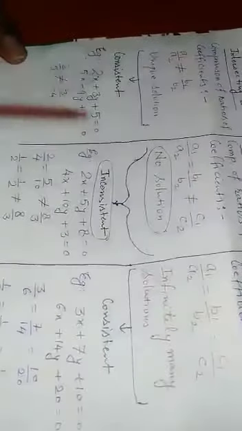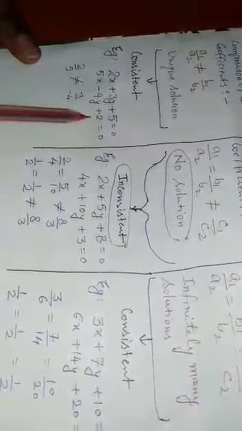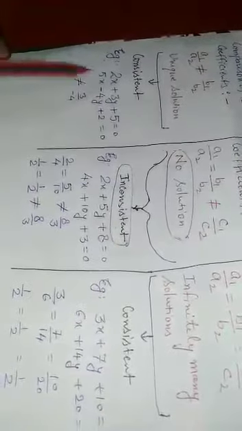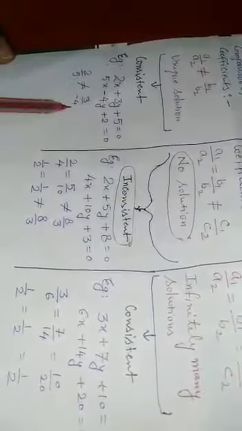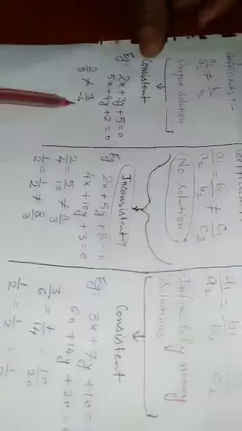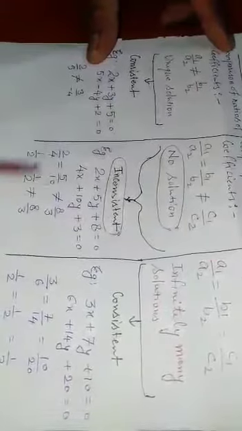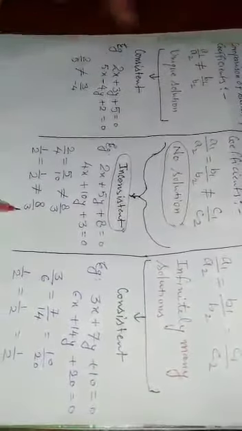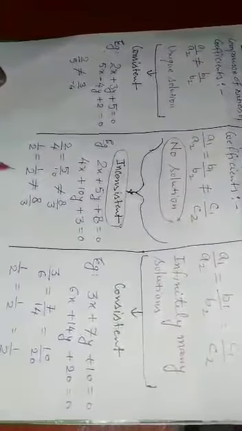And examples are there. You can see these examples of pairs of lines. a1 upon a2 and b1 upon b2 are not equal, it means these are intersecting lines. a1 upon a2 and b1 upon b2 are both equal, but not equal to c1 upon c2, it means that is a pair of parallel lines.